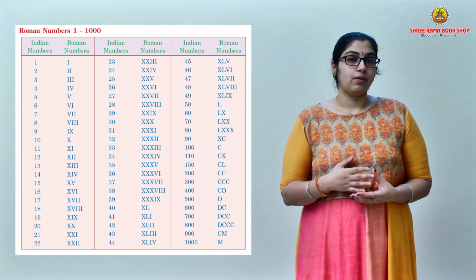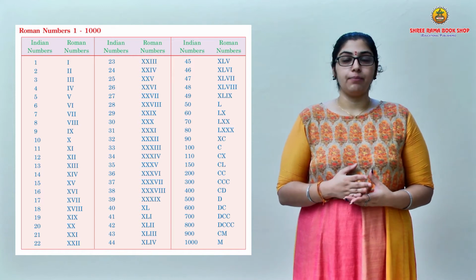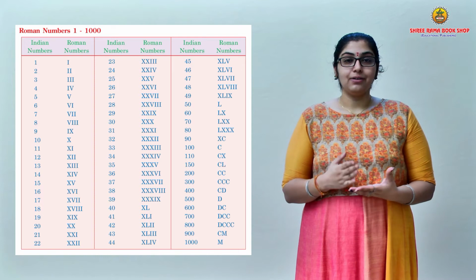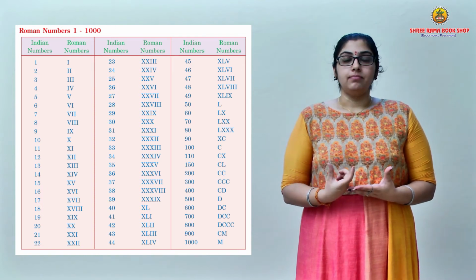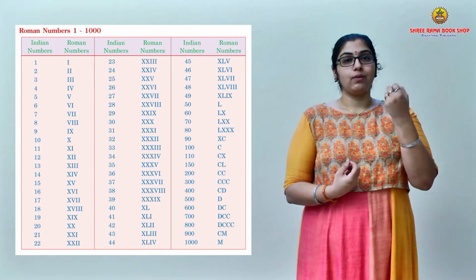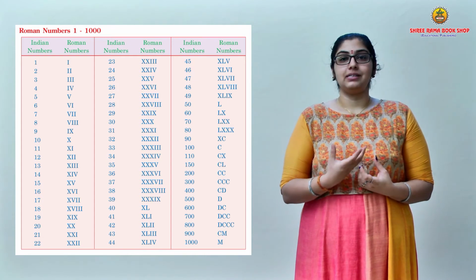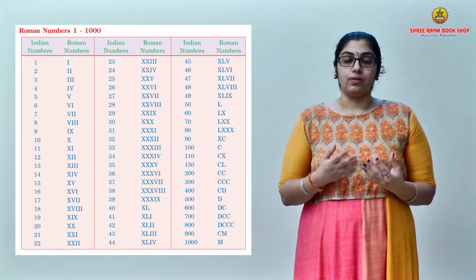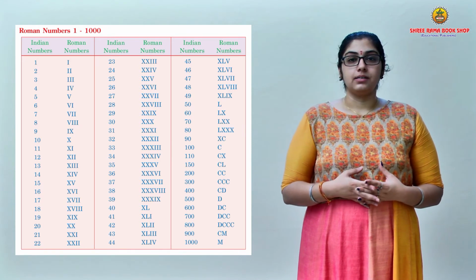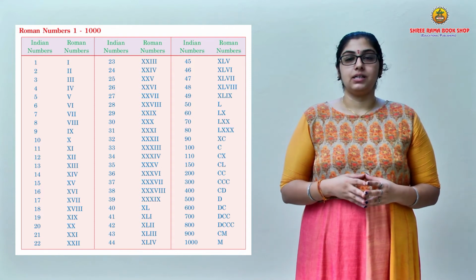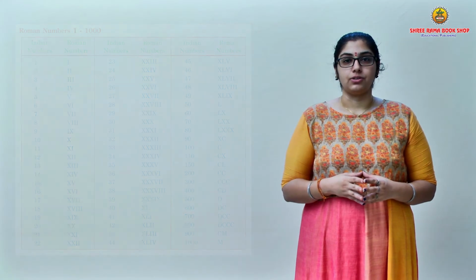In a similar way, if I want to write 900, what am I doing? M is 1000, so I need to subtract 100 from M to get the value 900. 100 is C, so CM represents nothing but 900. So the values of the different numbers and the Roman numbers of the respective Indian numbers can be seen on the chart. Thank you so much.